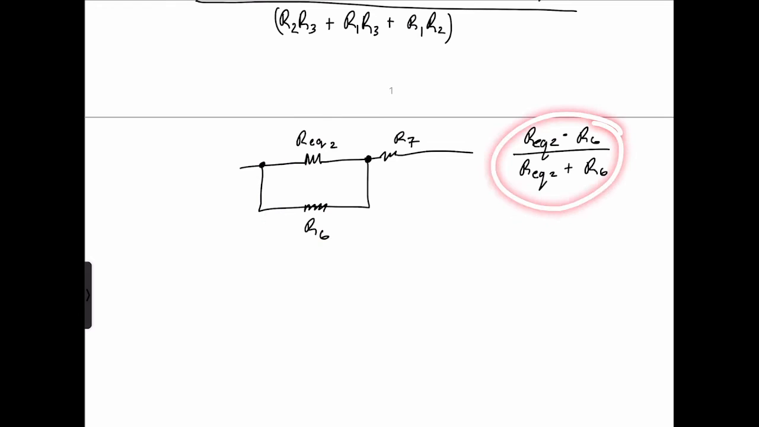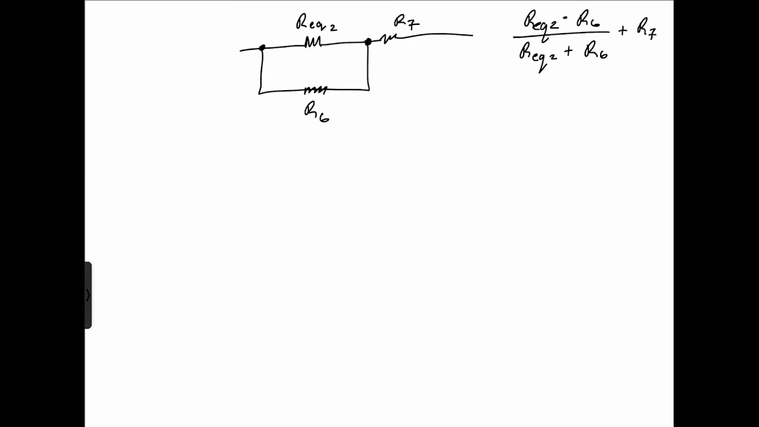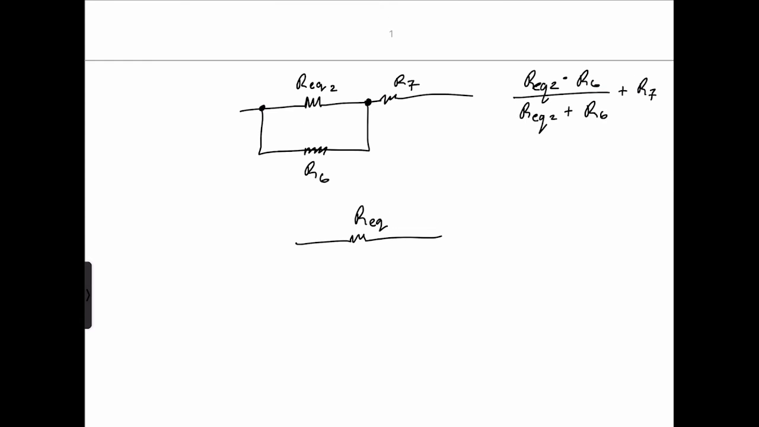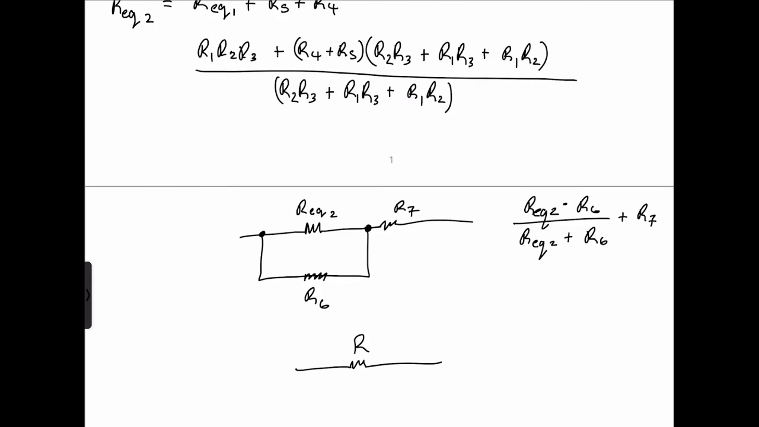And then we're going to add that to R7. And that will equal the single resistance. We're going to call that R. So when we combine these two, we're going to get R equivalent 3. Then we combine these two, we get R equivalent 4, which we're going to call R. So we can do that by using our duplication tool. So you duplicate that and bring that down.